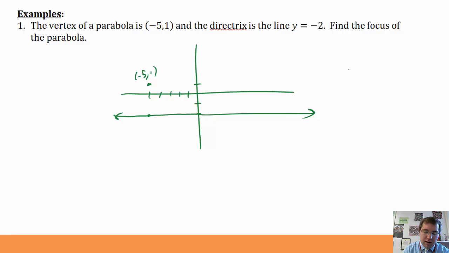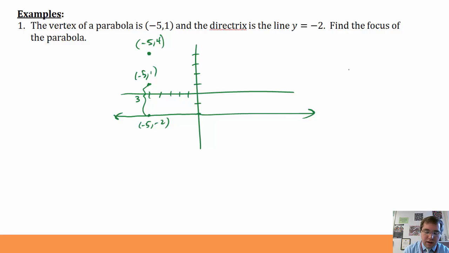So I know this point right here, directly below the vertex, must be the point (negative 5, negative 2). So the vertex is exactly halfway between the directrix and the focus. That means the focus must be above the vertex here. So what's the distance from the vertex to the directrix? Well, that looks like 3. So if I go up 3 from the vertex, I should land at the focus. And that will be the point (negative 5, 4).